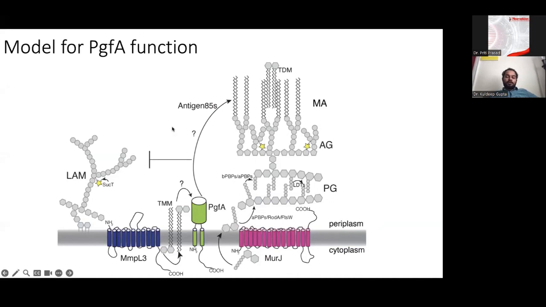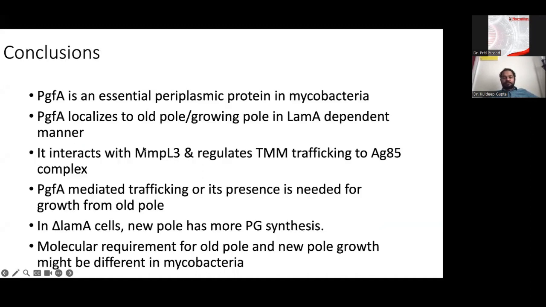So this is our model: MMPL3 flips TMM from the cytosol, and PGFA, this protein in green, transfers it to the antigen 85 complex, which incorporates it into mycolic acid to make the mycomembrane, while simultaneously regulating LM-LAM synthesis.